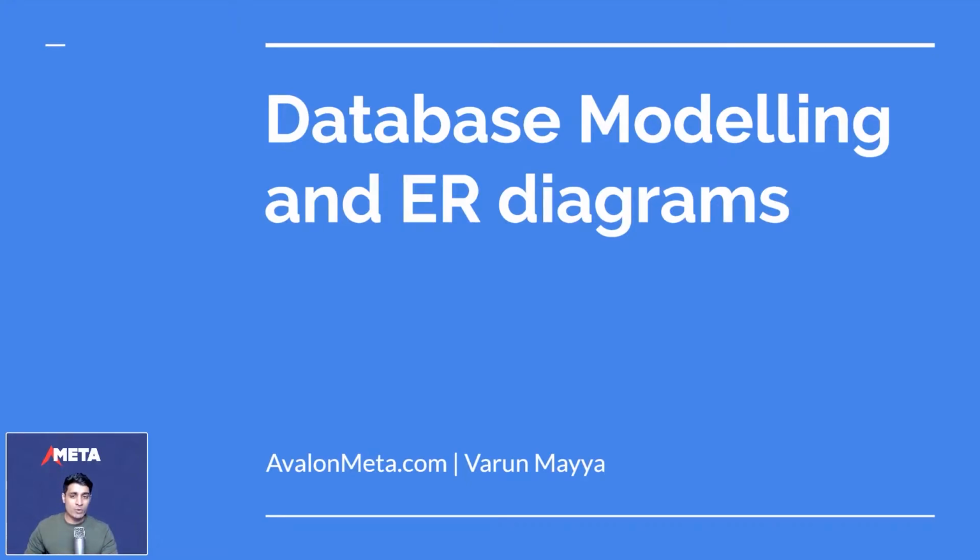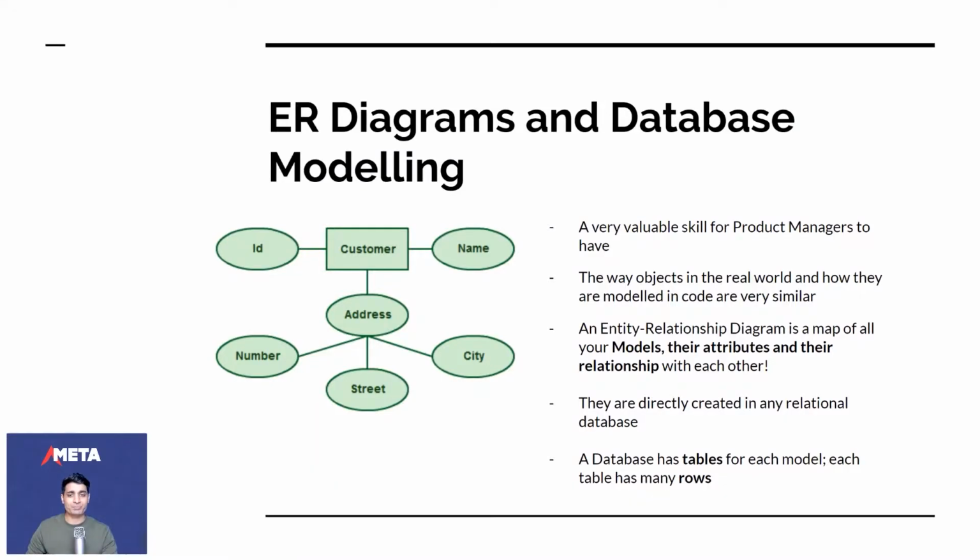All right, so database modeling and ER diagrams. This is a very valuable skill for product managers to have. The way objects in the real world and how they're modeled in code are very similar, like we just spoke about. An entity relationship diagram is a map of all your models, and your models could be the users or the products or the bookings or whatever. It could be many different things that are integral to your app.